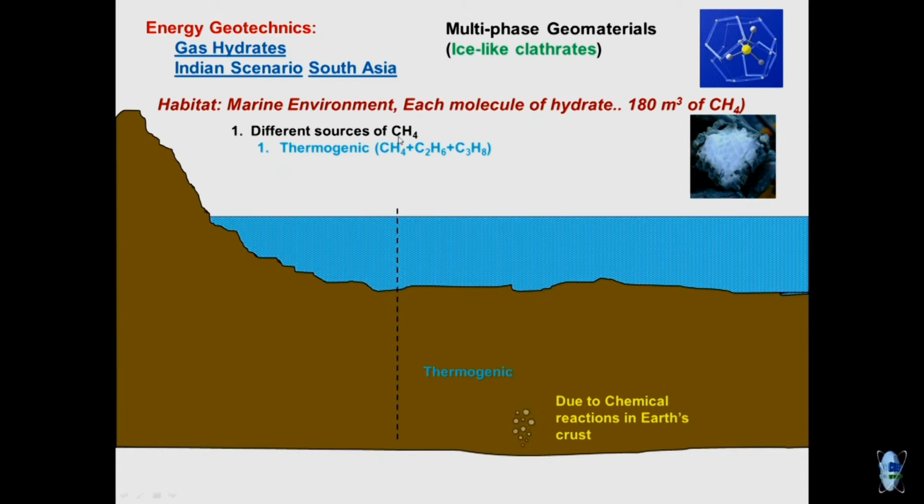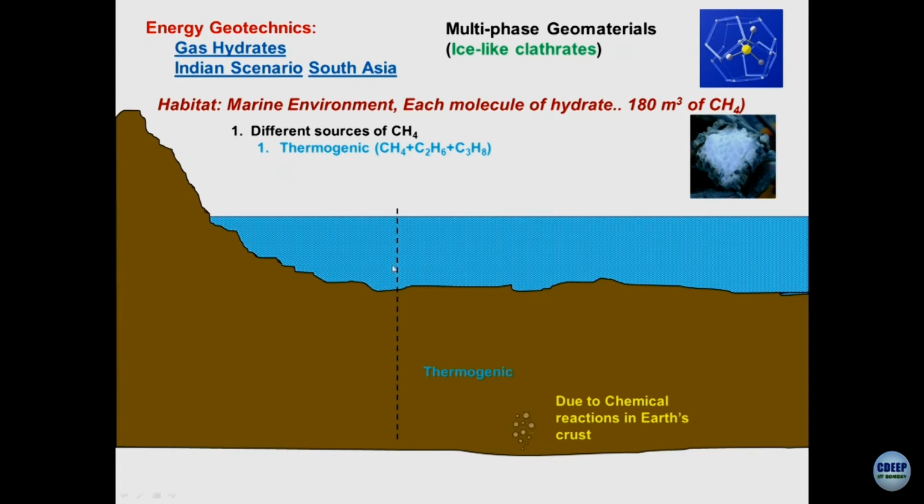Normally thermogenic gases are methane, C2H6, any idea what it is? Ethane, you are right. So, C2H6 is ethane and C3H8 propane, perfect. All these thermogenic gases are methane, propane, ethane, it is a combination. Now, our interest is mostly in the methane gas. I can produce the methane gas, bring it to the refinery and filter out all those things.